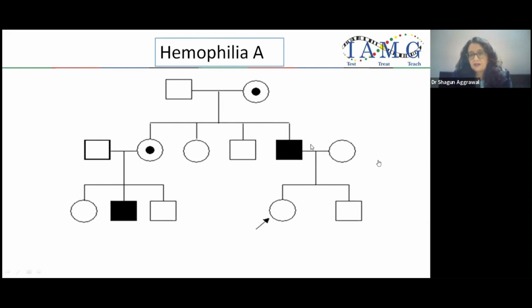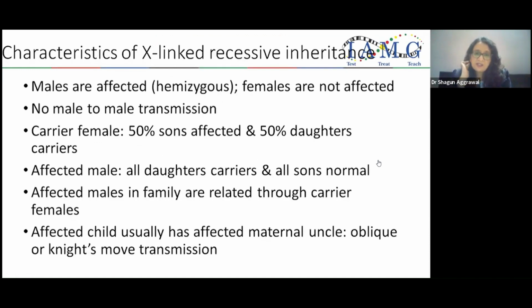Now when this person marries and reproduces, his daughter would always be an obligate carrier, because he's always going to pass on his X chromosome with the mutation to all his daughters. So these are some of the characteristics of X-linked recessive inheritance. Typically the males are affected and they are called hemizygous for the mutation. The females are not affected. You would never see a male to male transmission, because a male cannot pass the X chromosome to his boys. This would never be seen. In fact, whenever you see male to male transmission, that condition cannot be X-linked.